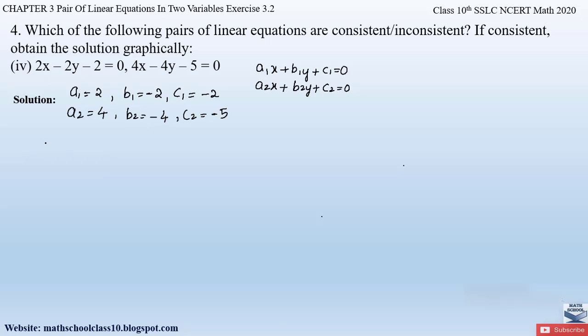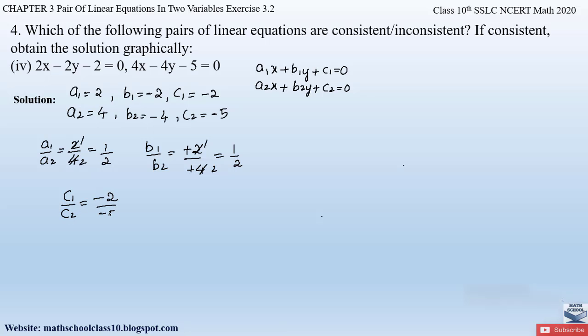Now let us find out the ratios. a1 by a2, here it is 2 by 4, so 2 1 times, 2 2 times, it is 1 by 2. Similarly, what is b1 by b2? b1 is minus 2 and b2 is minus 4, so minus and minus will become plus. 2 1 times, 2 2 times, so it is again 1 by 2. And now what is c1 by c2? c1 is again minus 2 and c2 is minus 5, so minus and minus will become plus, and we get the ratio as 2 by 5.